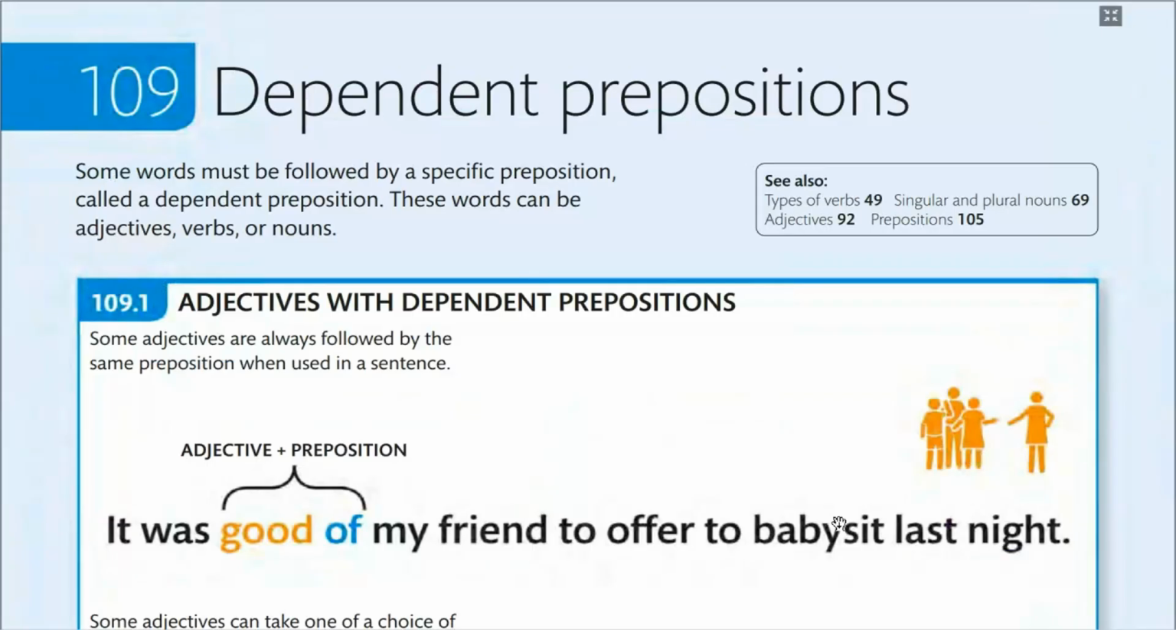The next one we are talking about is dependent prepositions. Some words must be followed by a specific preposition called a dependent preposition. These words can be adjectives, verbs, or nouns. So it's important. They must have a specific preposition for them to make sense.